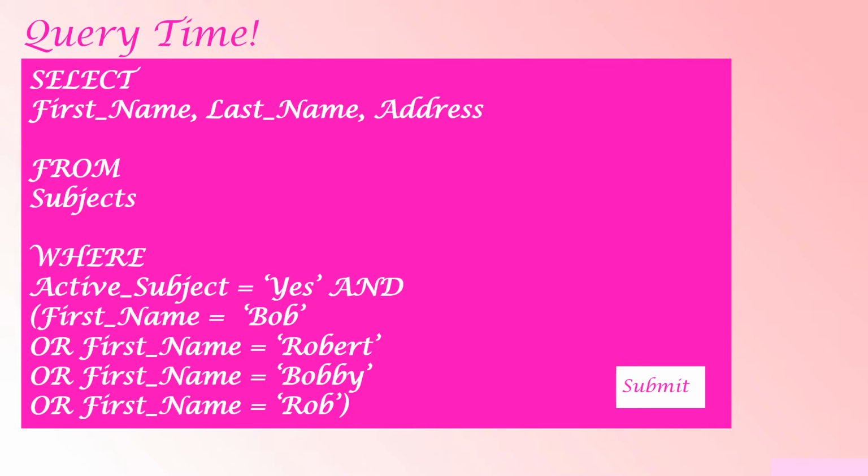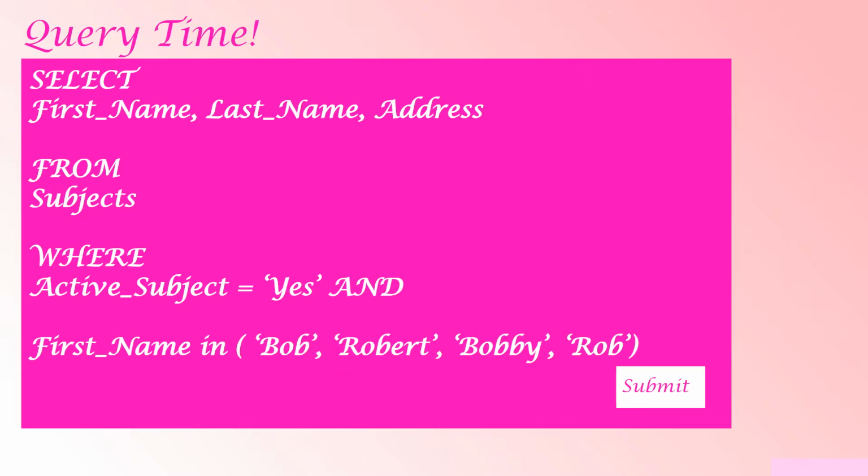So she could write the query like so. Select first name, last name, address from subjects where active subject equals yes, and parentheses to separate out these conditions: first name equals Bob, or first name equals Robert, or first name equals Bobby, or first name equals Rob. We would have 4 separate conditions just to identify people whose name was kind of similar to Bob.